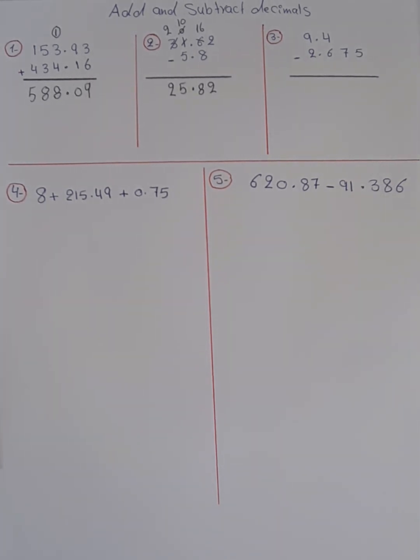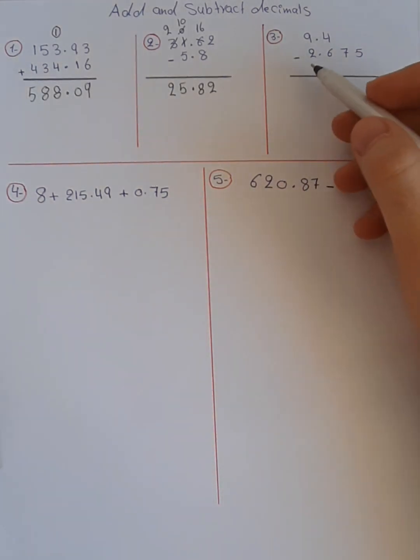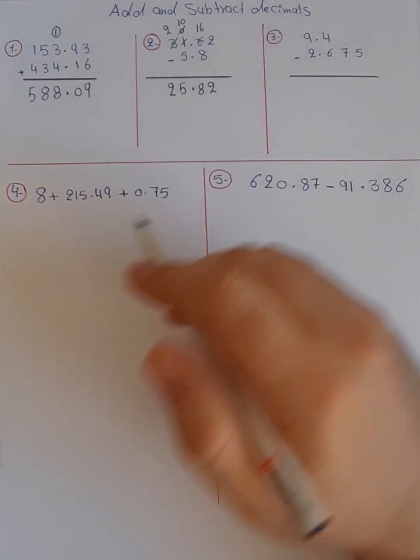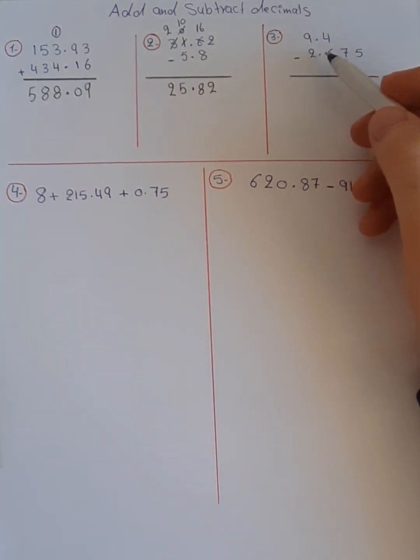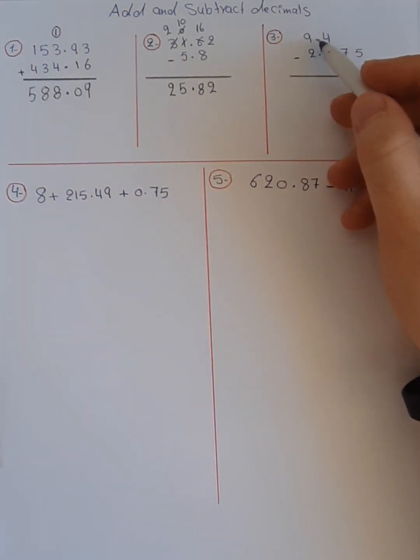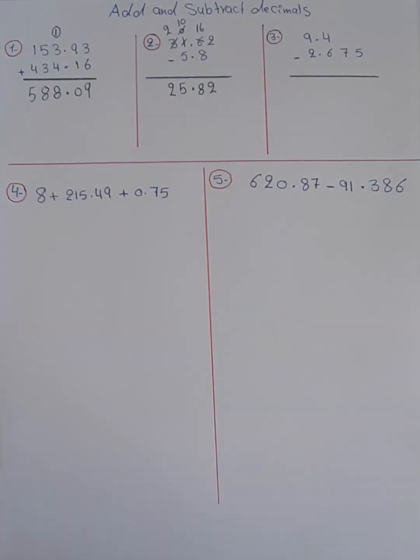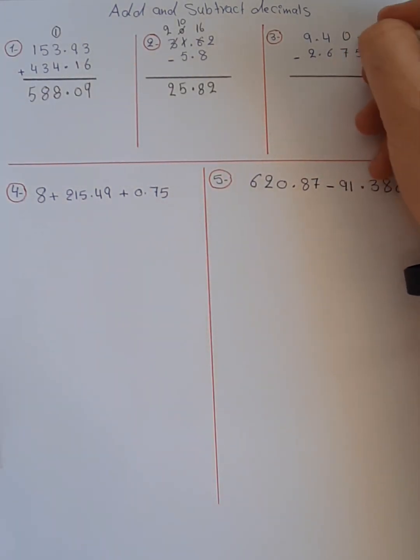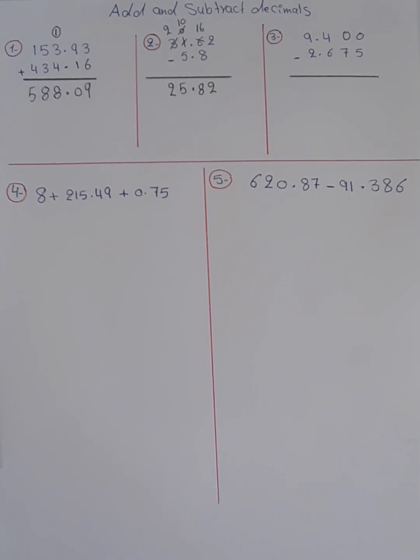Example number 3, we have 9 and 4 tenths minus, or subtract, 2 and 675 thousandths. First step in subtraction, we have to make these two numbers equivalent. So in the second number, after this point you have 3 numbers. In the first number, after this point, we have only 4, we have 1 number. So we have to write 2 zeros to make these two numbers equivalent.